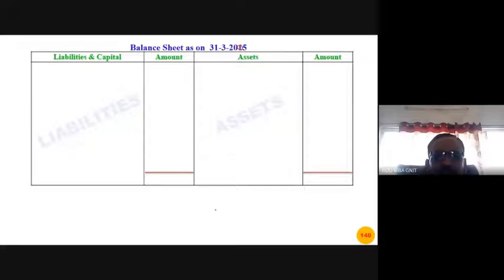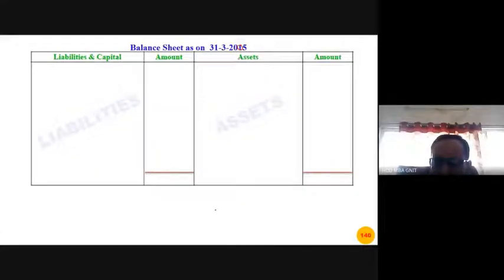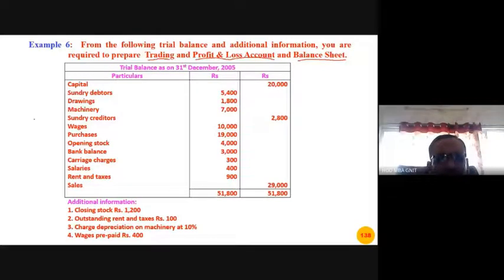Have you taken? Yes, sir. Now let us, all of you, go to the problem. First, we have to pick up every point, every account, and it has to be shown in the respective statement where it comes generally. Okay, so capital. Capital means what? Every item, so you have to mark it.